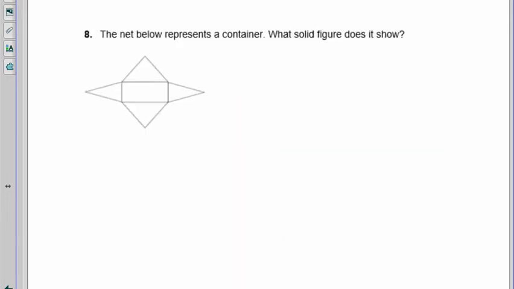What figure does this net form when you fold it? Well, looks to me like I have triangular sides. That leads me to believe pyramid. And if you folded these up towards the center, you would get, this is the base, so that's a rectangular pyramid, because the base is a rectangle, and because it comes to a point.